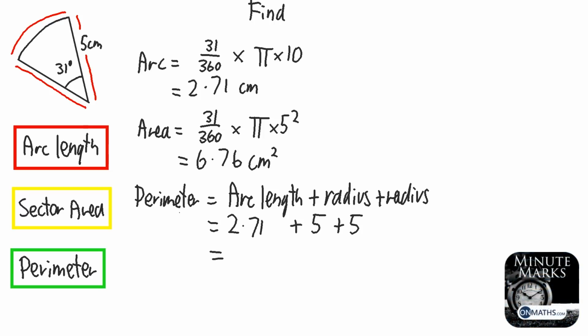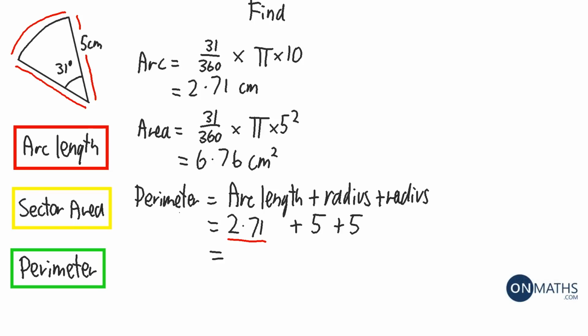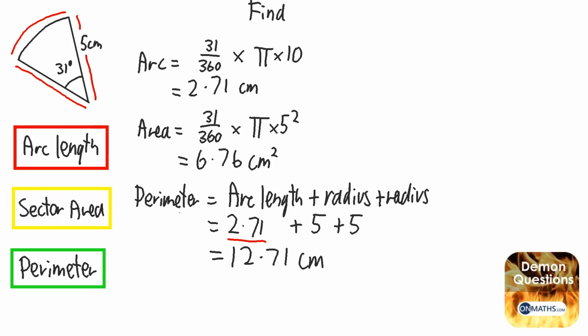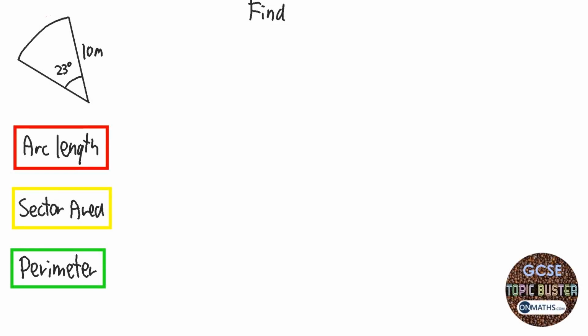Now what we might want to do, because we've rounded this, we might want to type in 31 over 360 times pi times 10 in our calculator again to get the exact answer, which was 2.705 and so on, and then plus the 5 plus the 5. So it's 12.71. Okay, and you see that actually, because we're adding 10, we don't need to worry about that. And so that's the perimeter, so that's in centimeters. So perimeter just means the whole distance around the shape, so we just need to add 2 radii to it. Okay, have a go.